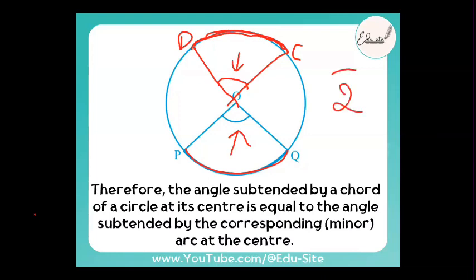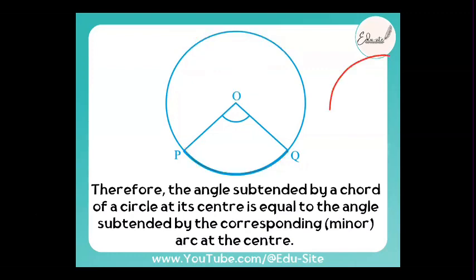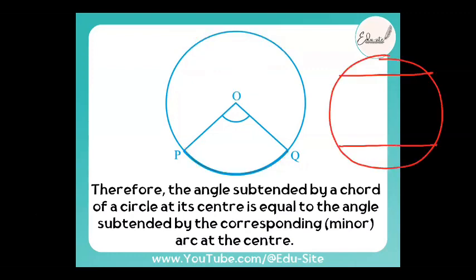These are the two properties in the chords. The first property is nothing but equal chords give equal arcs, correct? Equal chords give equal arcs. If you have two equal chords, they give you equal arcs. This arc and this arc are equal. This arc and this arc are equal. So equal chords give equal arcs.